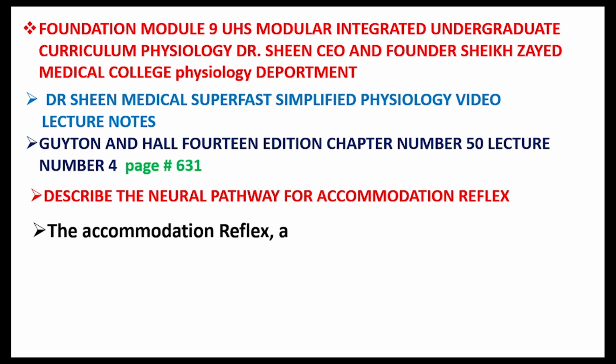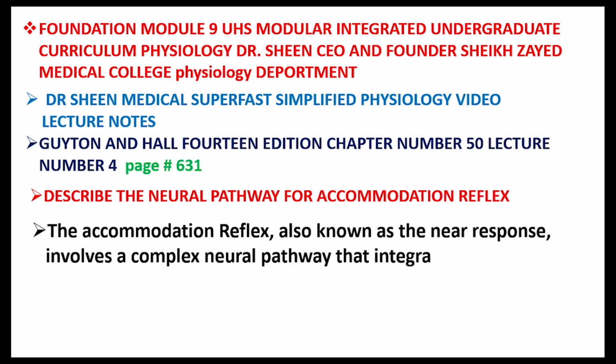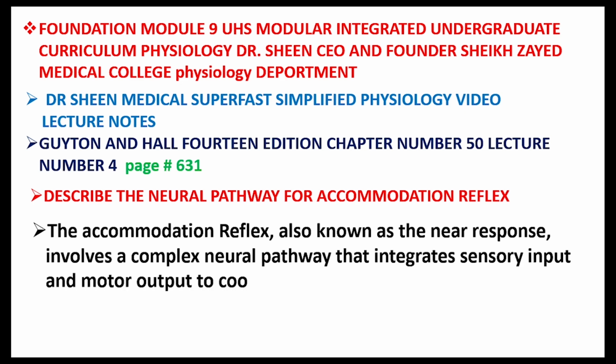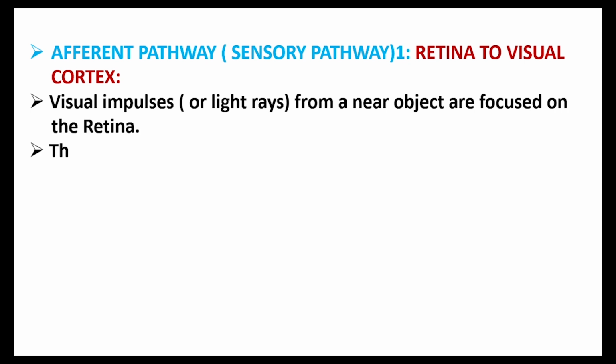The accommodation reflex, also known as the near response, involves a complex neural pathway that integrates sensory input and motor output to coordinate the three components. Afferent pathway, sensory pathway. 1. Retina to visual cortex. Visual impulses, or light rays, from a near object are focused on the retina.